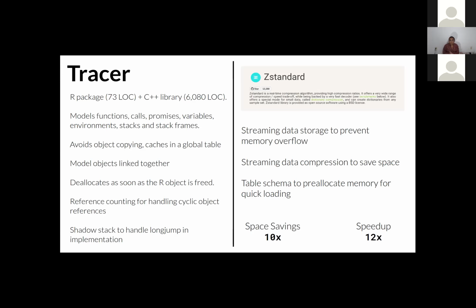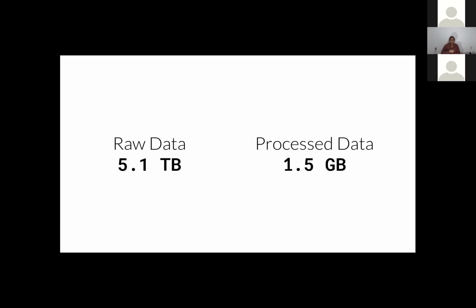In this particular instance, we observed that there was a space savings of 10x with our format. And because the size of the data is reduced, and plus our own custom format also had a schema, we observed a speed up of 12x in storing and reading this data from the disk. So the raw data, which was 5.1 terabytes, was then subsequently brought down to 1.5 gigabytes for the final analysis of the use of laziness. This is an impressive amount of reduction.